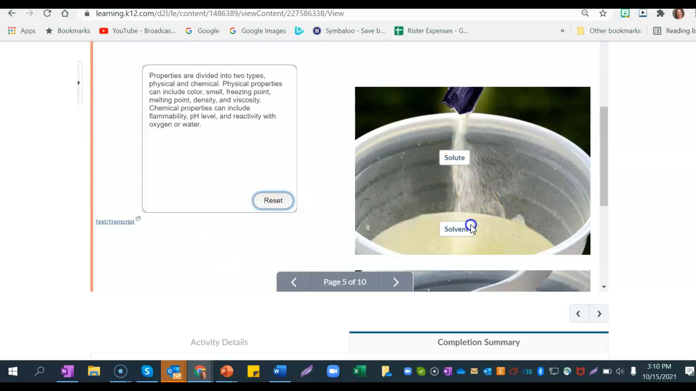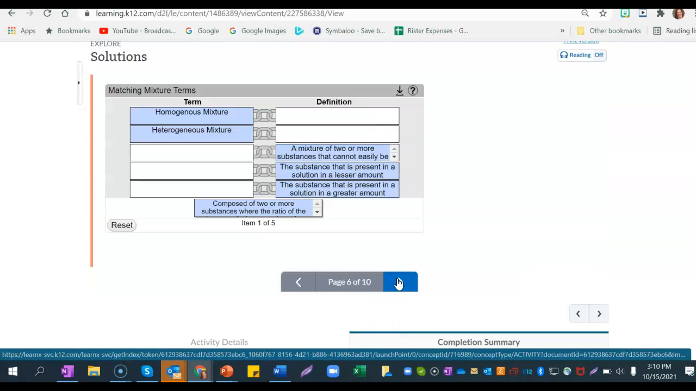Okay, so you can look at the picture here. Solvent, you can see it's the liquid, the solute, the powder that's going into it. So here's a practice page to help you go through and make sure that you understand these terms and can match up with the definition.